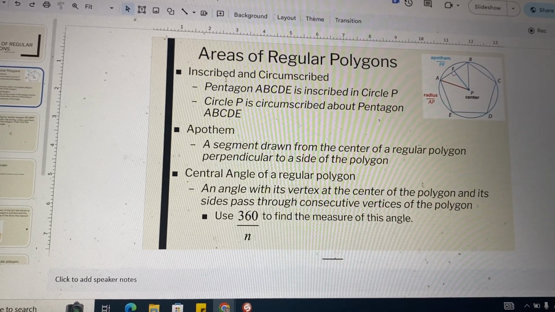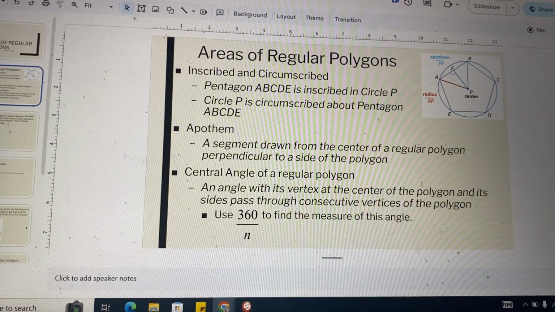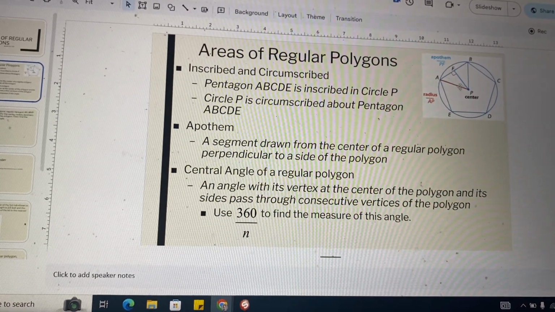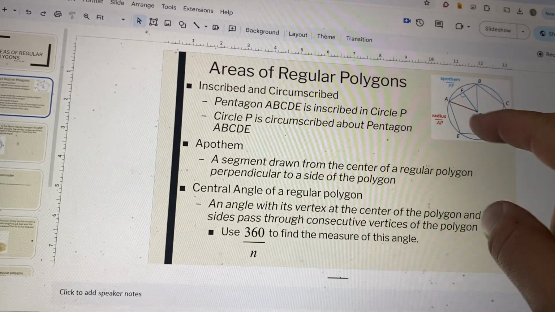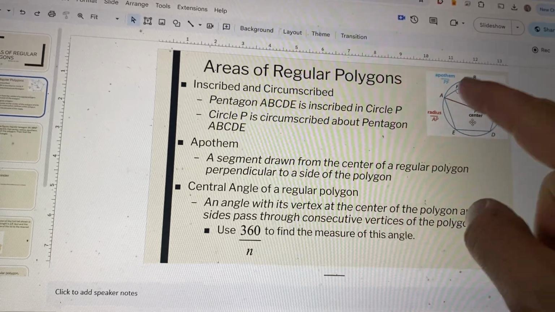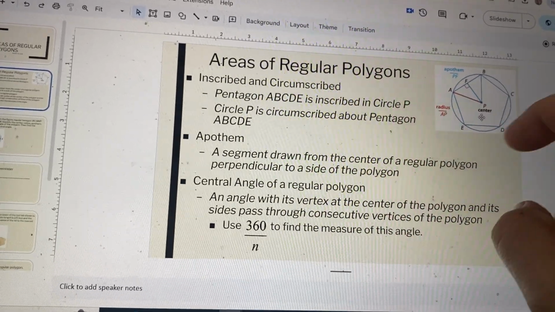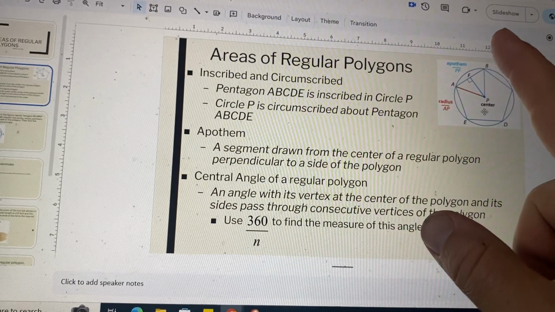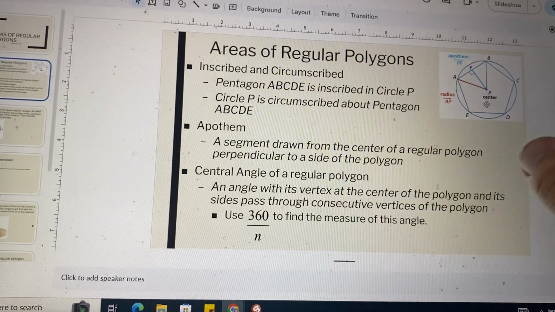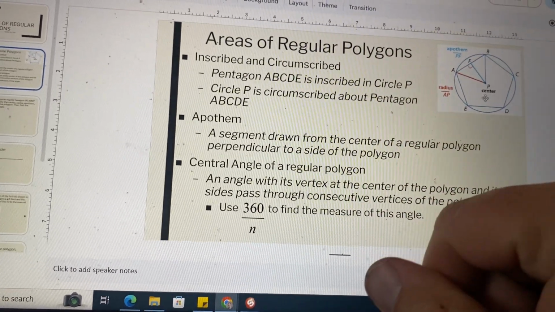First off, inscribed and circumscribed. If a shape is inscribed in a circle, that means all the vertices of it touch that circle. But if they're talking about the circle, they say the circle is circumscribed around that shape.